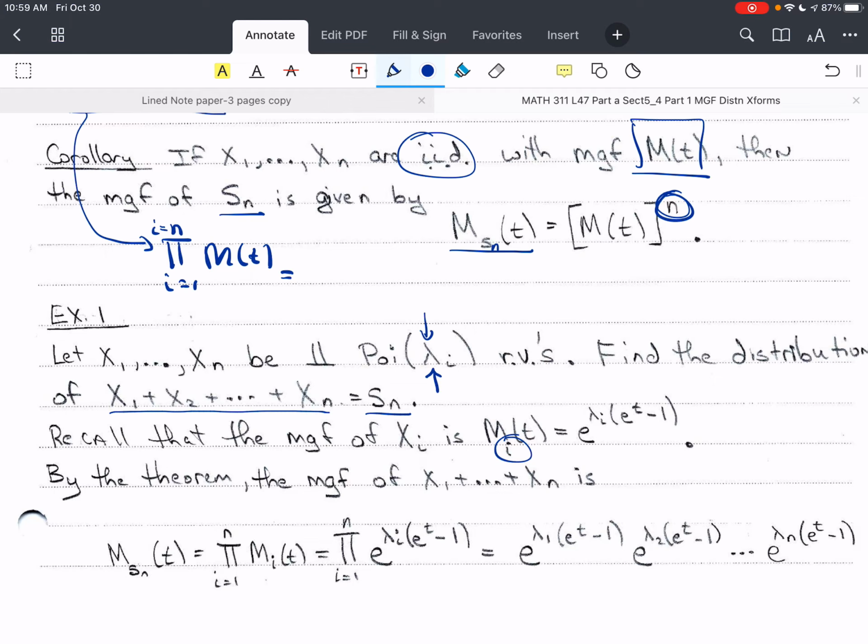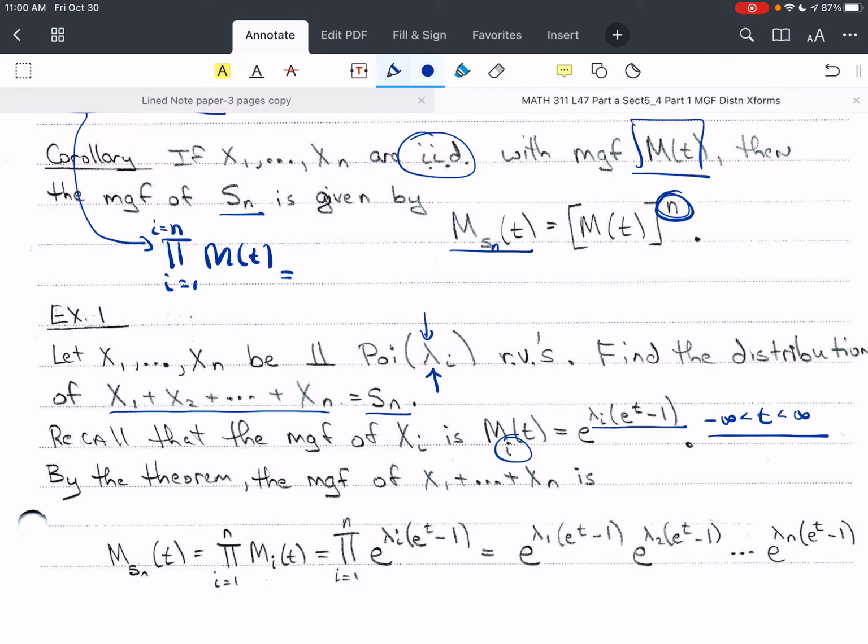M sub i of t is equal to e raised to the lambda i times e to the t minus 1. And I apologize, when we derived this earlier in the semester, the textbook didn't specify it to my memory, and I failed to specify, but this exists for any real value of t. Remember, t is continuous even though the random variable x is not. And so this is true for any value of t. So lambda i times e to the t minus 1 is the exponent.